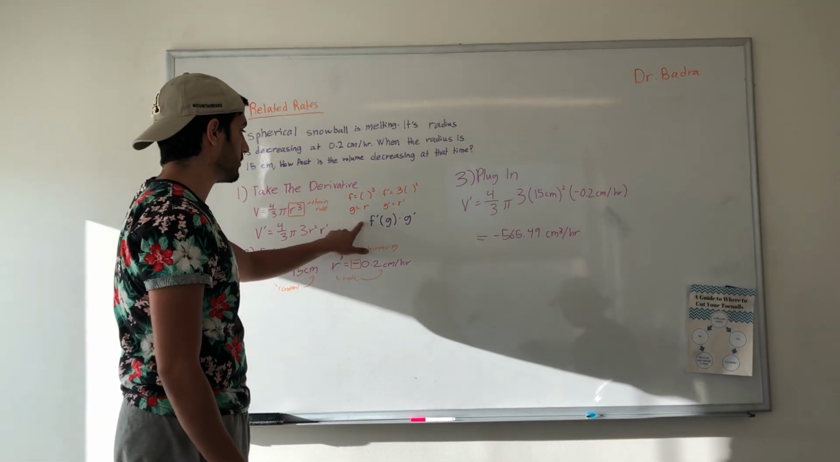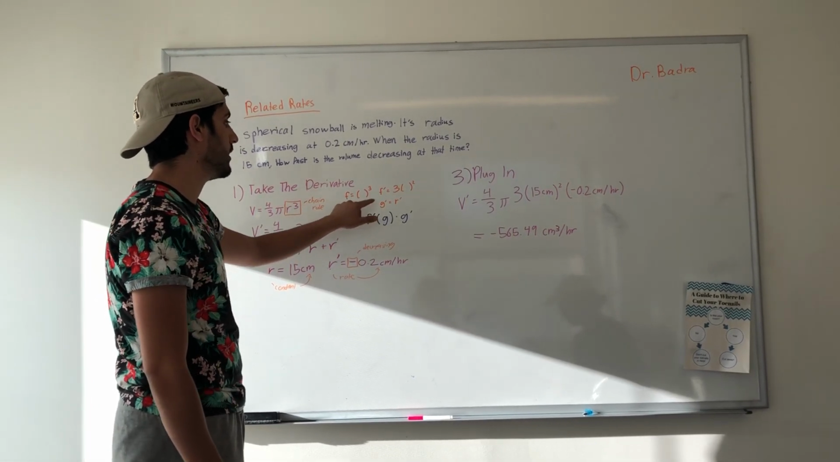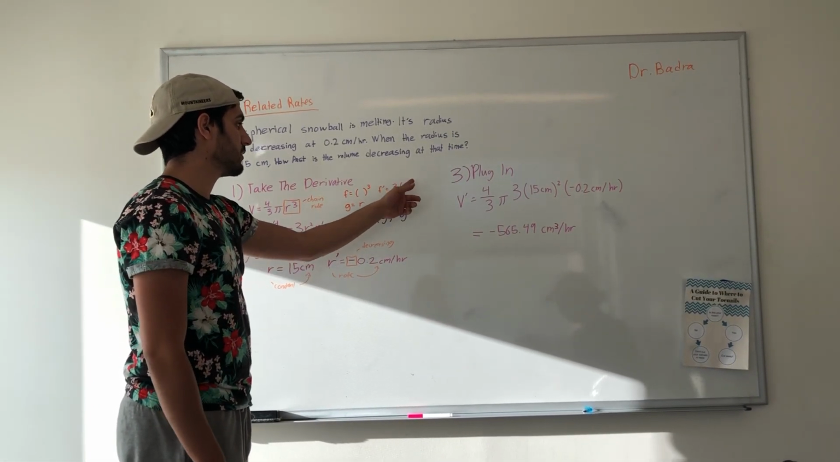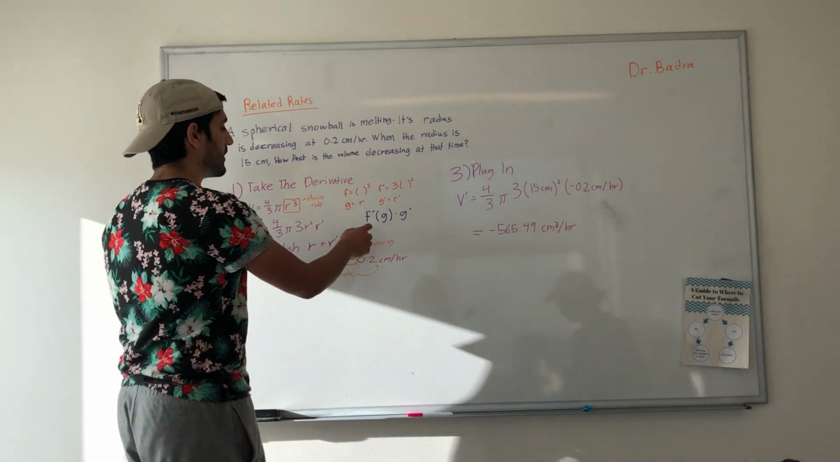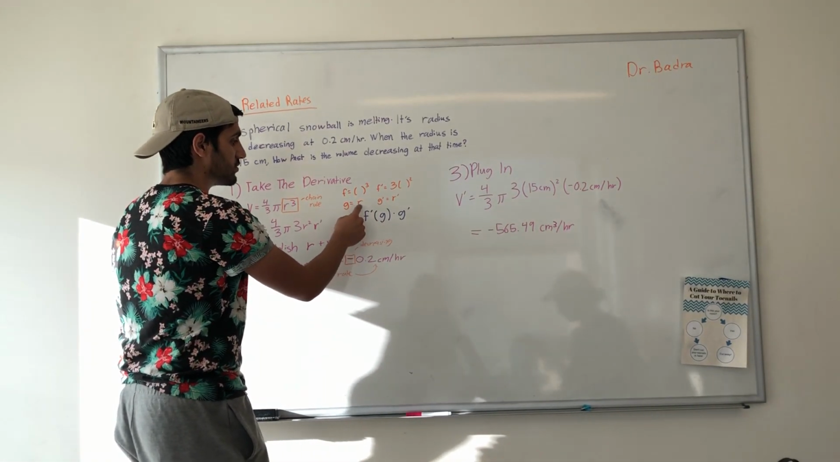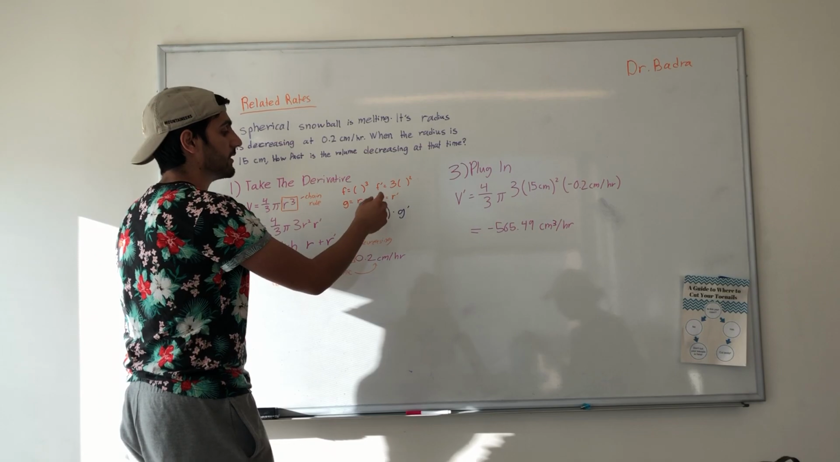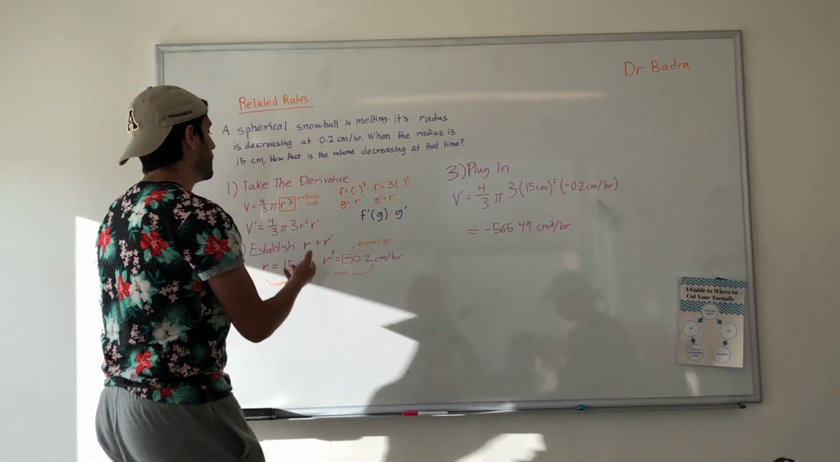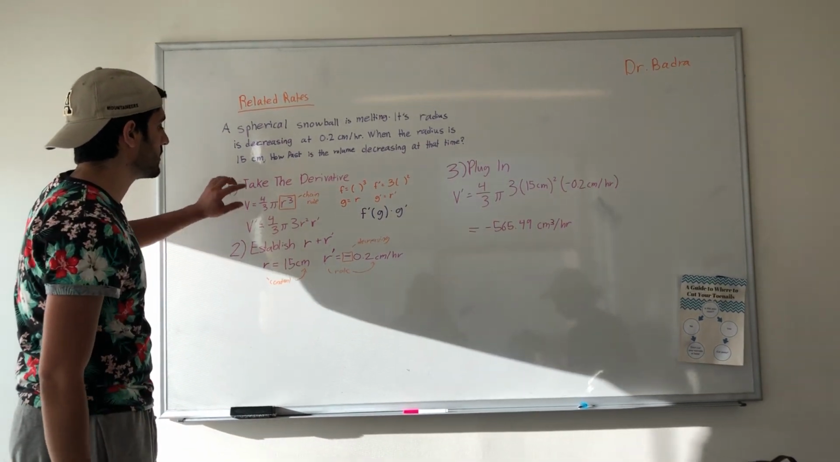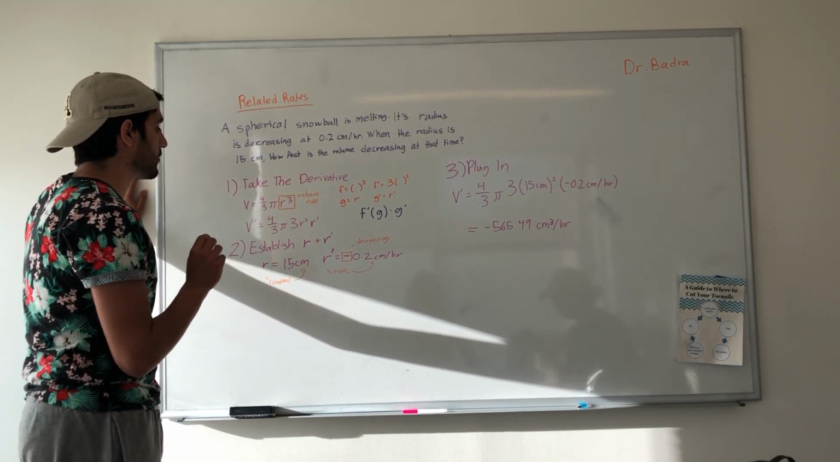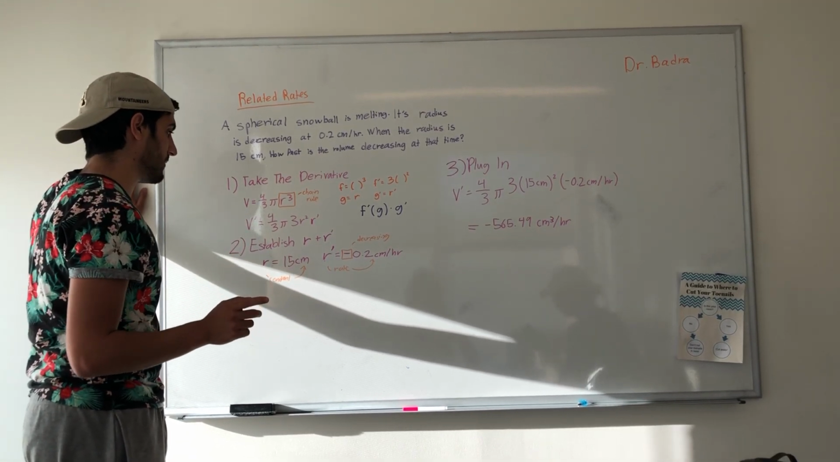So for the chain rule, you have to take the derivative of the outside, which is 3 times something squared, and then you plug in g, which is r, and then multiply by the derivative of the inside, which is r prime. So you get this. You get 4/3 pi times 3 r squared times r prime.